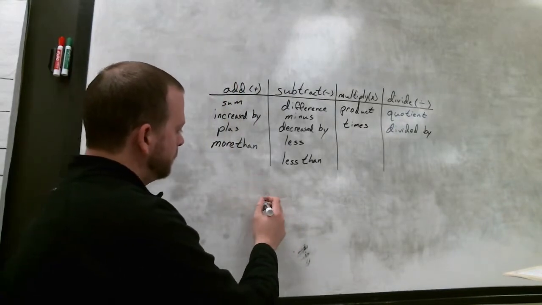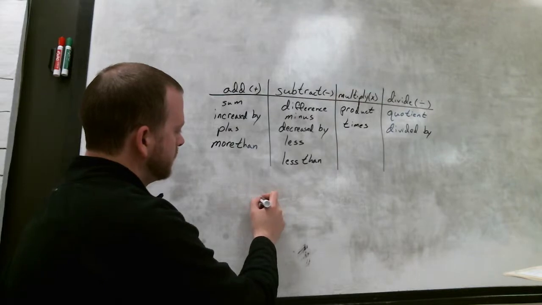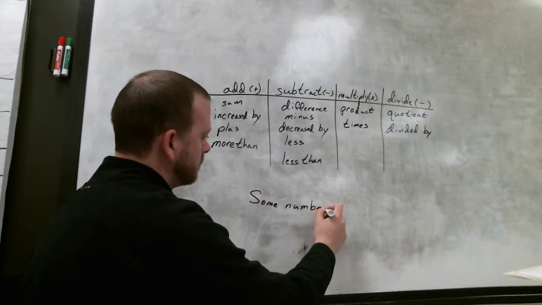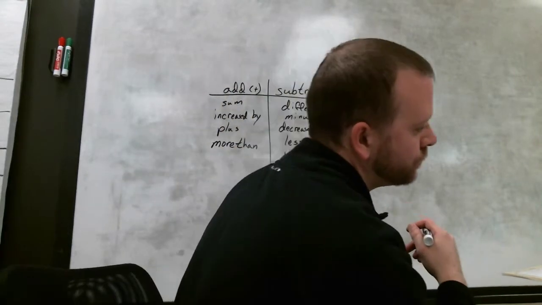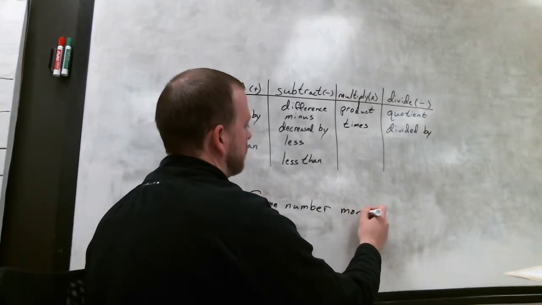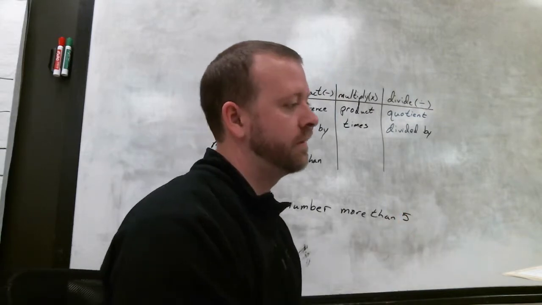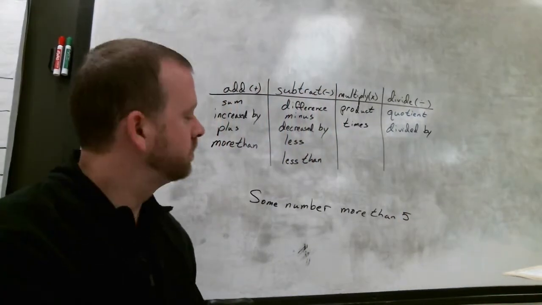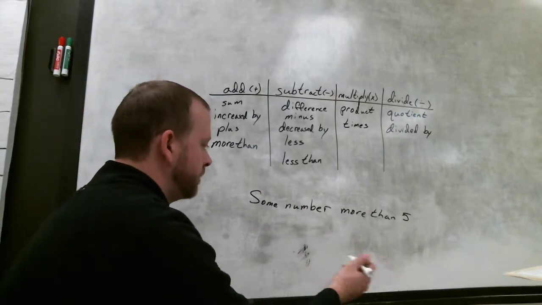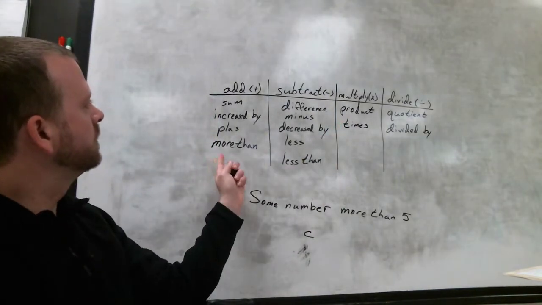Let's do some number is more than 5. Okay. All right. So some number. So I know some number means something. So I'm going to put C in there. Okay. Now more than, that means I'm going to add.